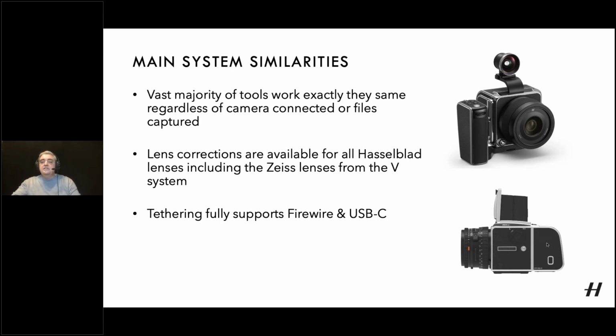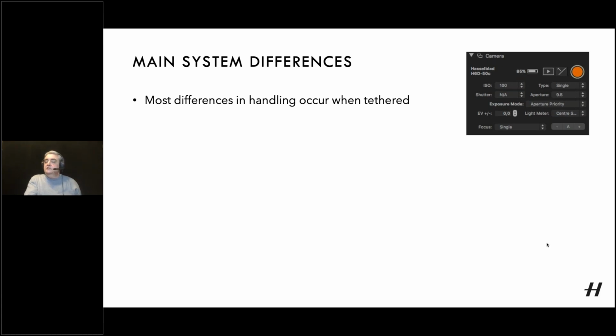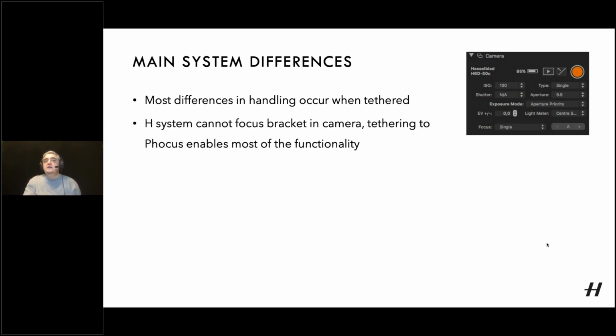So that's the similarities. Now we're going to talk about the differences. This is the main point. And when we check through, most of the differences occur when you've tethered the cameras. If it's an H camera or an X camera, let's say, the differences are fundamental between them in terms of the connection.